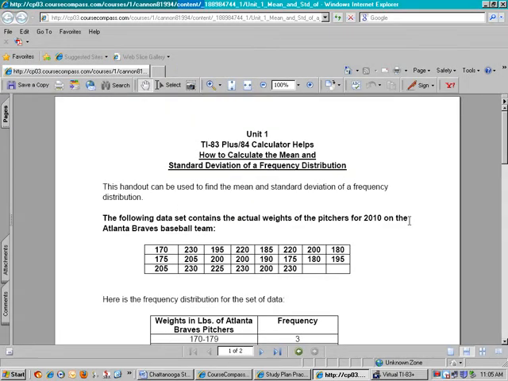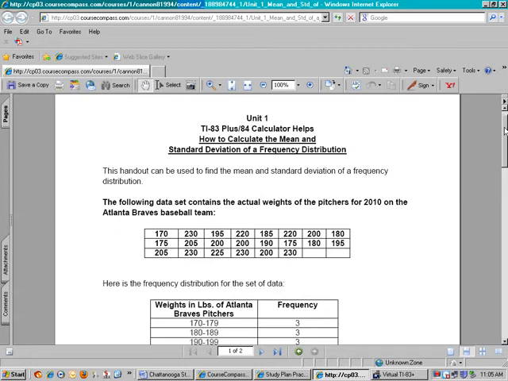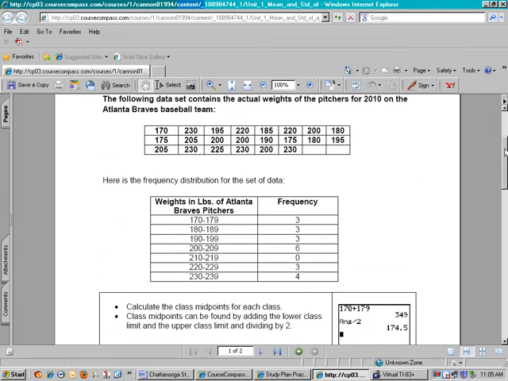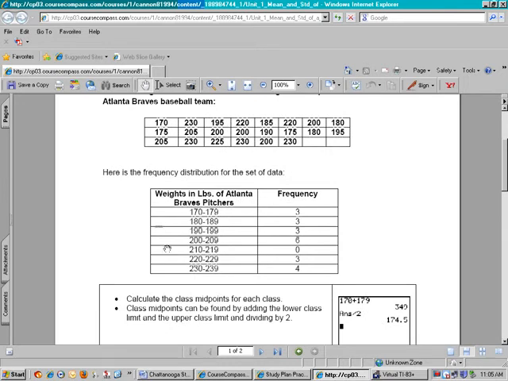We want to take a frequency distribution. Now, if you've watched any of the previous clips, we've been using a set of values. It's the weights of pitchers for the Atlanta Braves ball team, and we have a frequency distribution, and what I want to do is calculate the mean and the standard deviation given a frequency distribution. Now, I have the set of data, and I could actually find the actual mean and standard deviation from the set of values, but what I want to do is show you, if they just give you a frequency distribution, how you can estimate a mean and standard deviation.